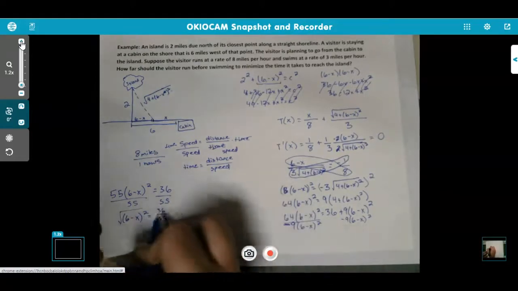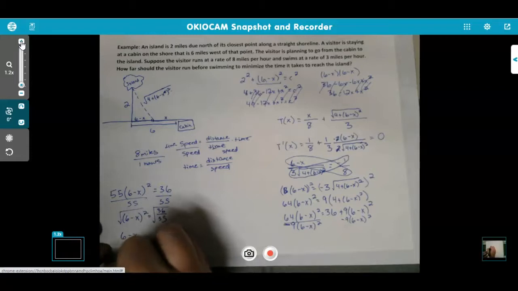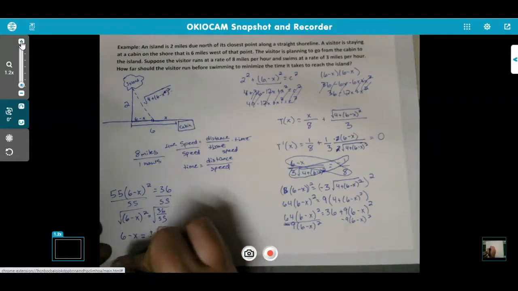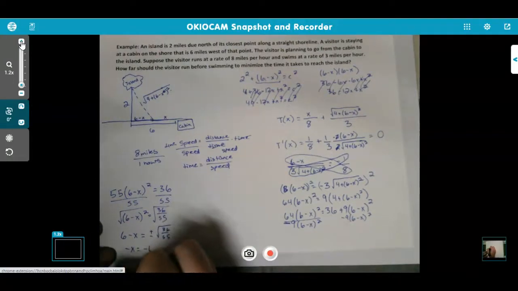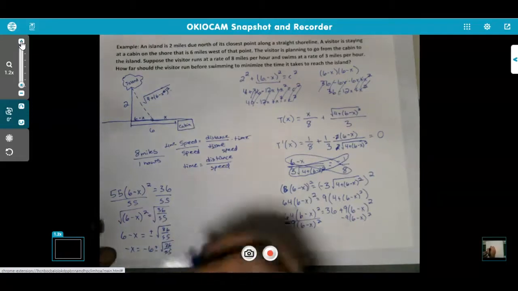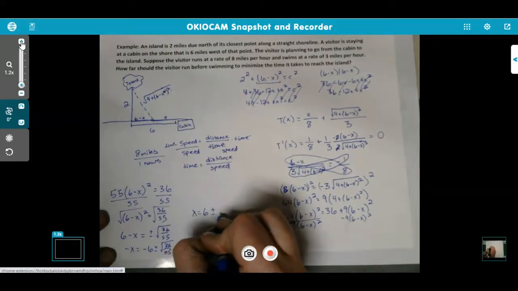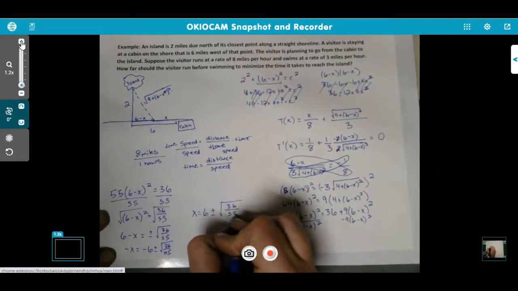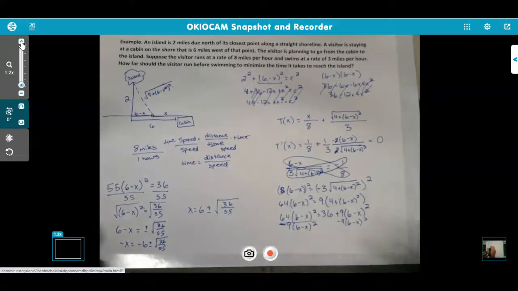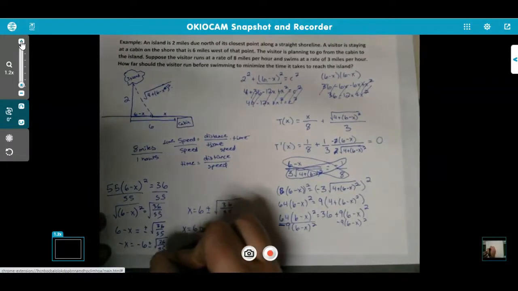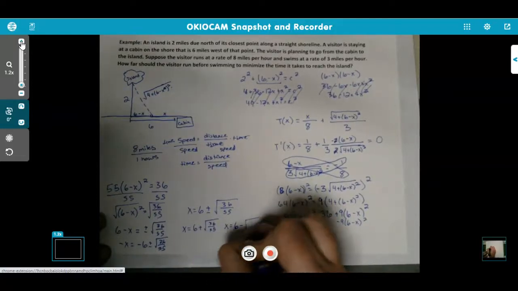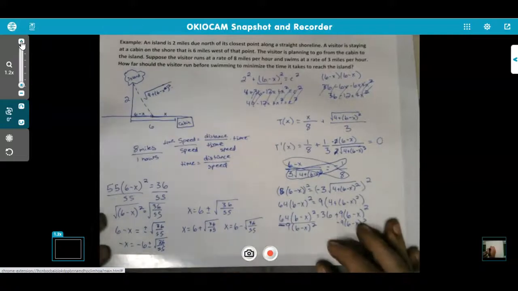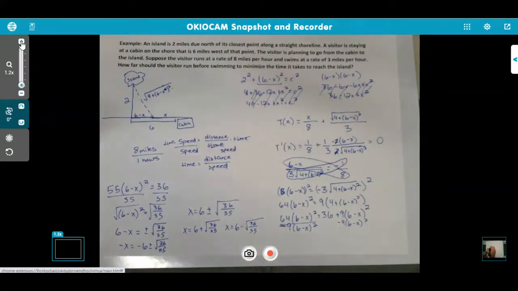Take the square root on both sides because it's squared. We have 6 minus x equals plus or minus the square root of 36 over 55. Subtract 6. Negative x equals -6 plus or minus square root of 36 over 55. Divide by the -1, and you get x equals 6 plus or minus the square root 36 over 55. So again, I have two values here, 6 plus the square root of 36 over 55, and 6 minus the square root of 36 over 55. But again, I need to see which one of these is actually the right one.